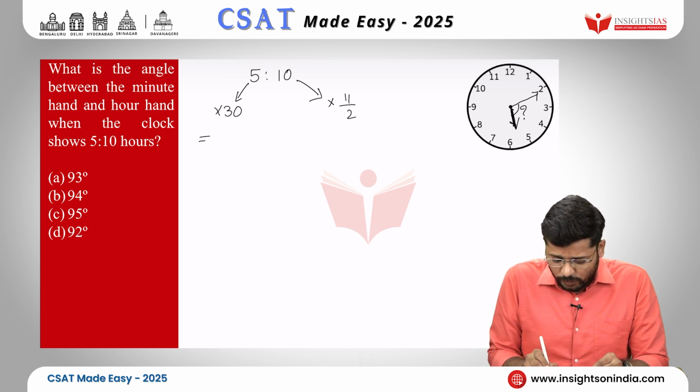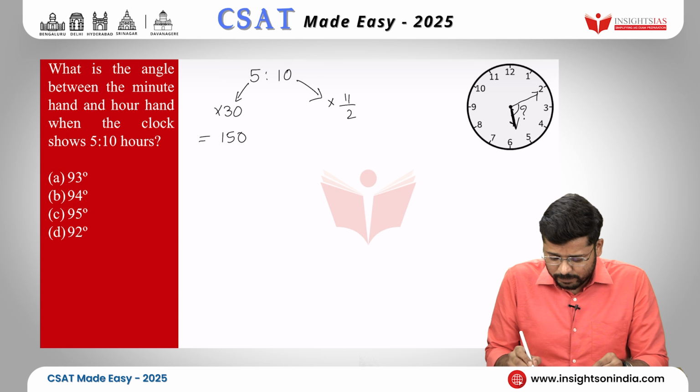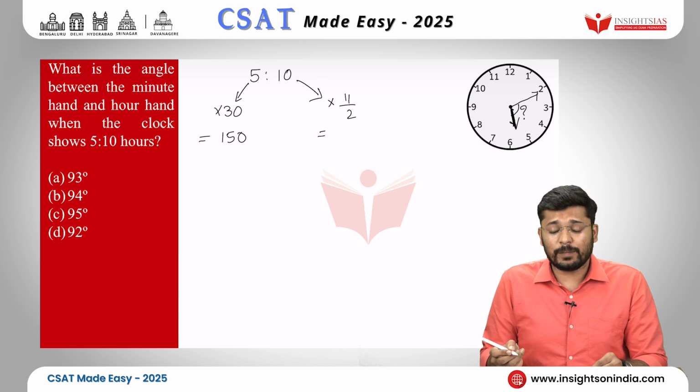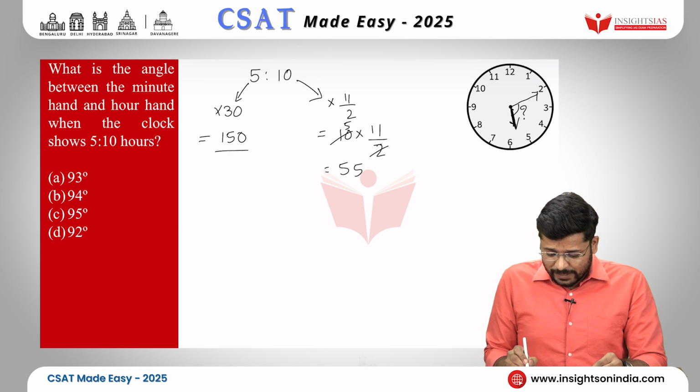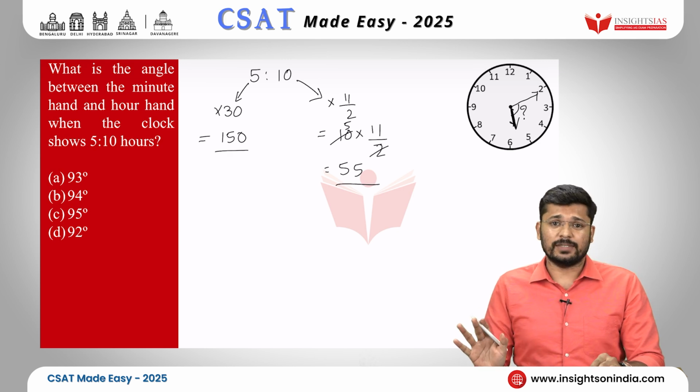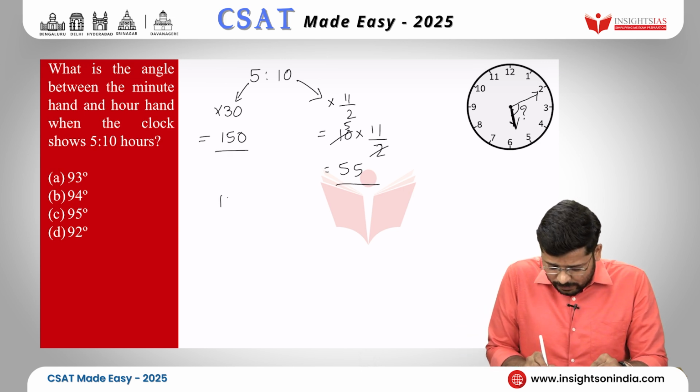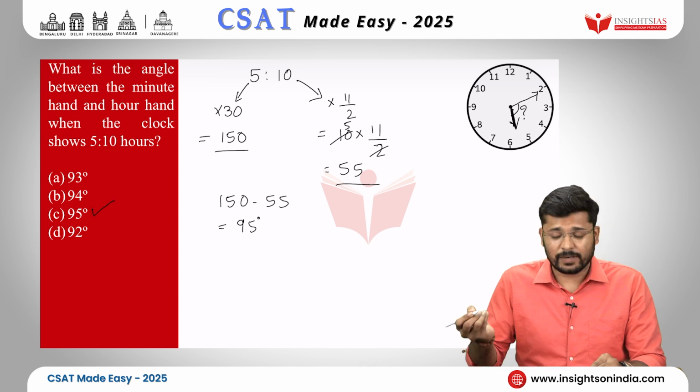What is the product? 5 into 30, that is 150. Okay. Now, 10 into 11 by 2, that would be how much? It would be 11 into 5, right? Yes, that would be 55. Okay. Now, take the difference between these two numbers and that is your answer. So, what is the answer? 150 minus 55, that would be how much? That would be 95 degree, right? So, your answer is 95 degree.